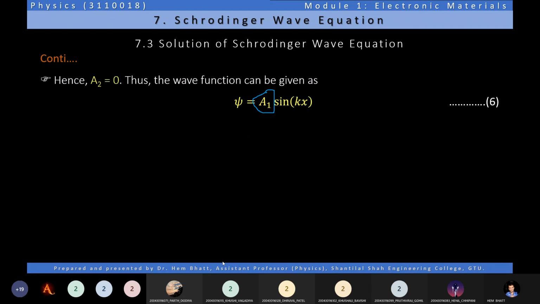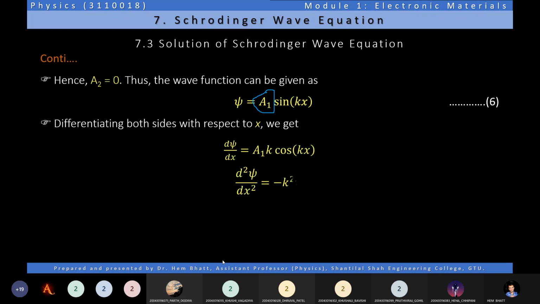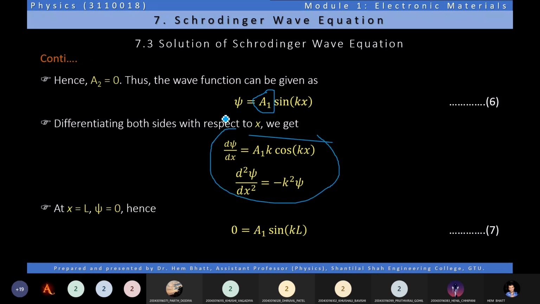So how do we find the value of A1? For that we make use of another characteristic of the wave function. This step is actually not needed. You can omit this. You don't need this step in the answer. Take a screenshot.